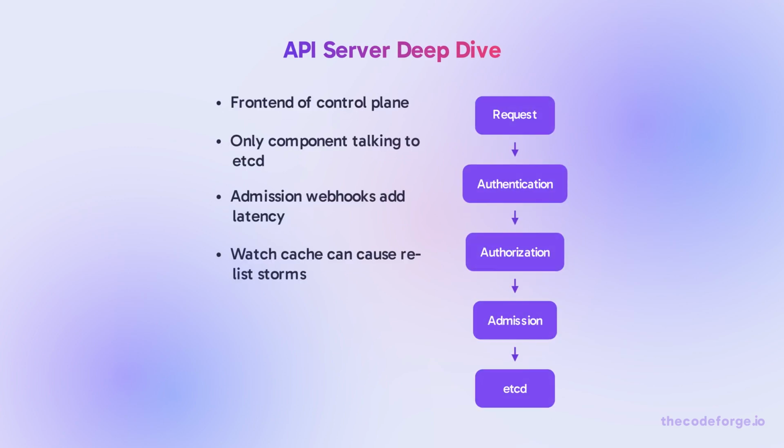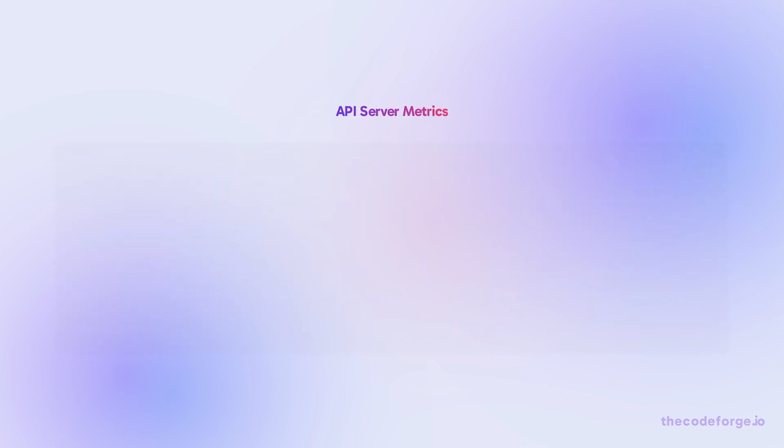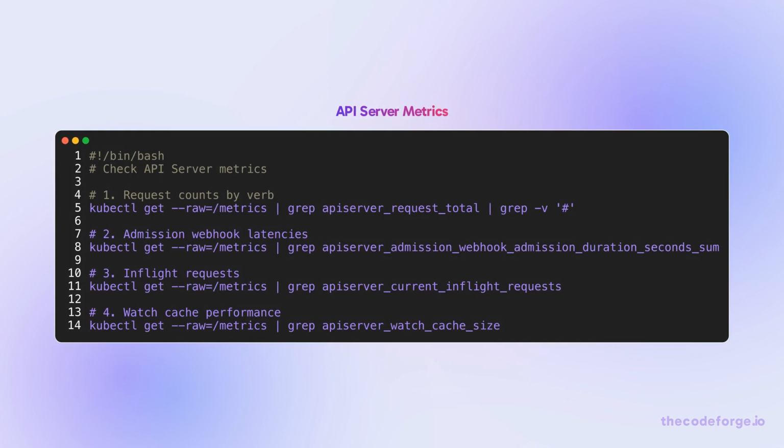The API server is the front end of the control plane and the only component that directly interacts with etcd. Every kubectl command, controller watch, and component communication goes through it. Admission webhooks add latency to every API request. The watch cache can become inconsistent on large clusters, causing cascading relist storms. Here are commands to check API server metrics including request counts, admission webhook latencies, in-flight requests, and watch cache performance.